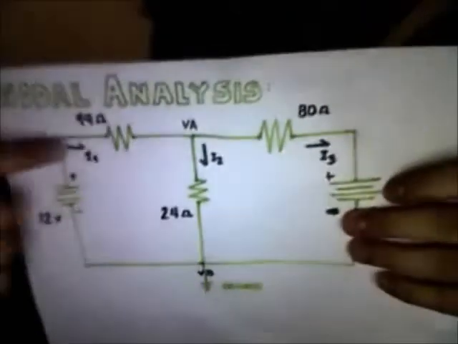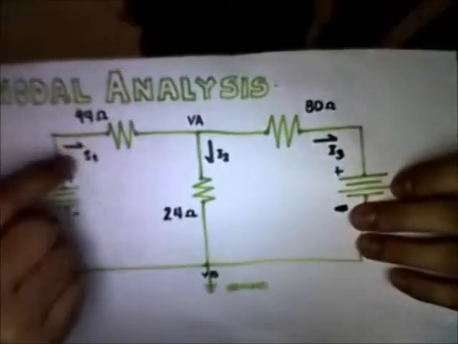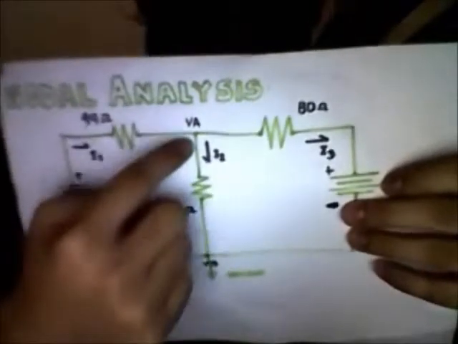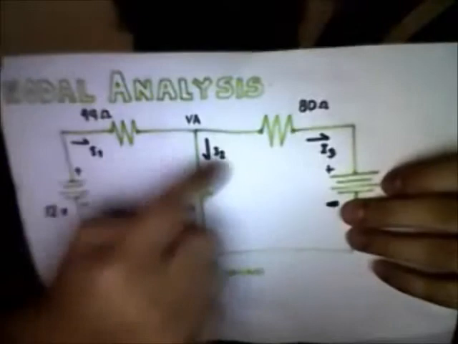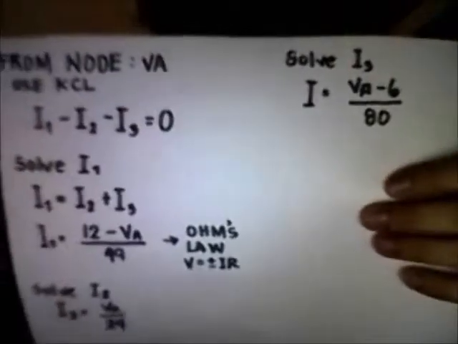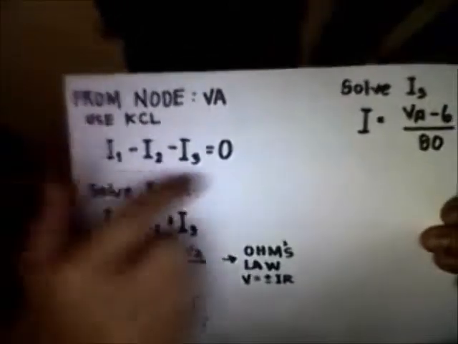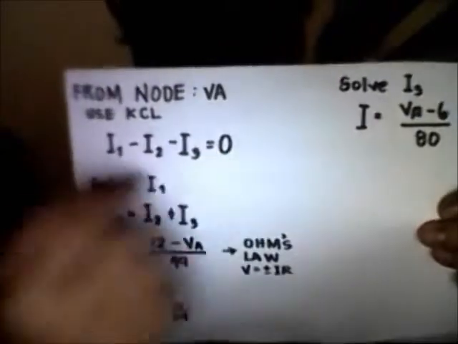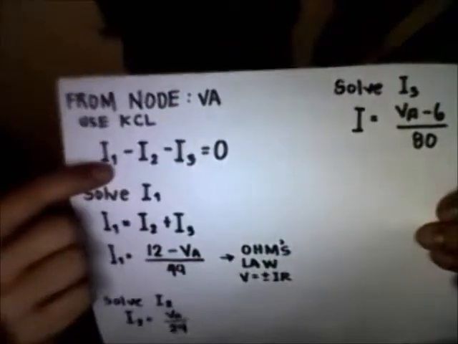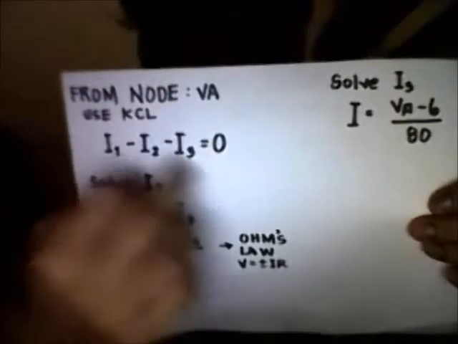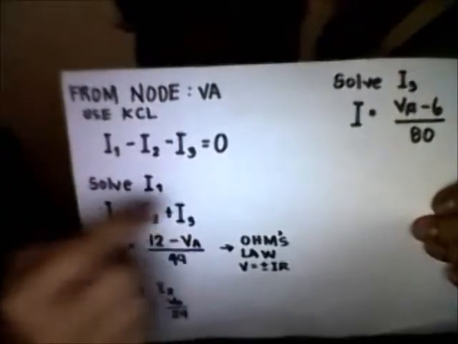Since I1 is going into this node, the sign of I1 is positive. And I2 and I3, since they are going out from this node, are negative. Now we can equate the currents. The algebraic sum of the currents must be equal to 0. I1 is going into the node, so it is positive, and I2 and I3 go out from the node, so they are negative.